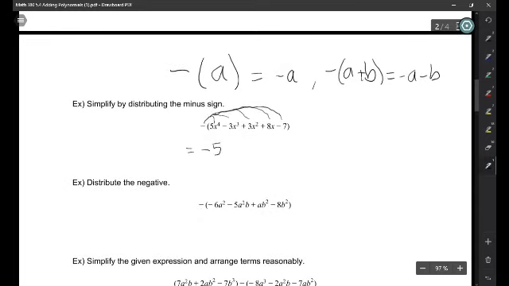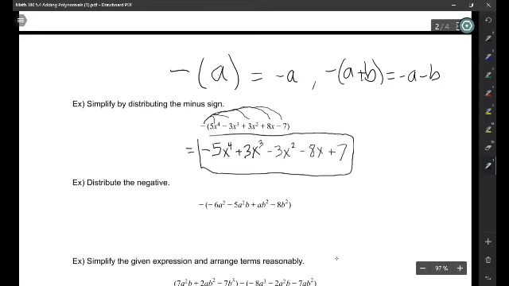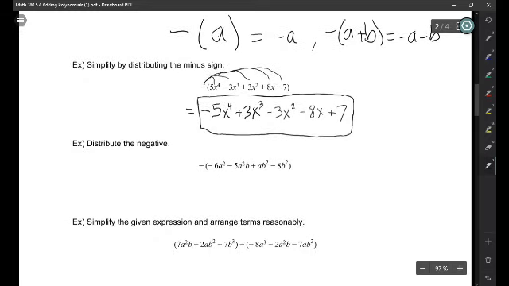minus 5x to the fourth plus 3x cubed minus 3x squared minus 8x plus 7. That's it. You just use the opposite, it turns into the opposite sign.